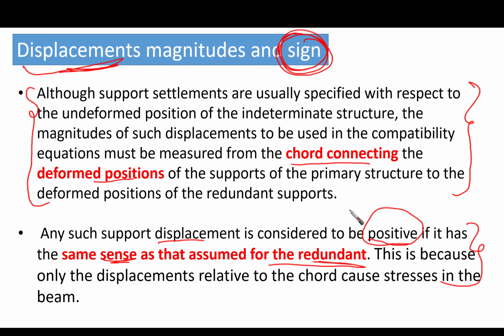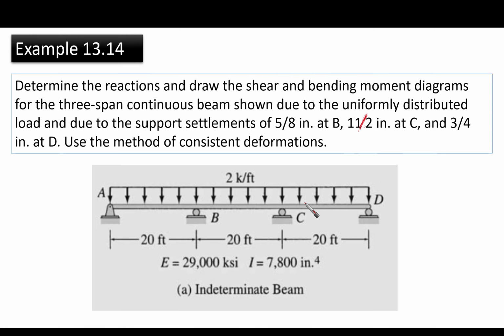So if we have the redundant assumed upward and we find that the support settlement is going downward, then our displacement is going to be negative, because it is different; it goes down here. This means that it is different from the assumed redundant direction. I'm going to explain it in the example shortly, so don't worry about it, you're going to understand it. Now let's go to the example and see how we're going to apply what we have learned up till now.